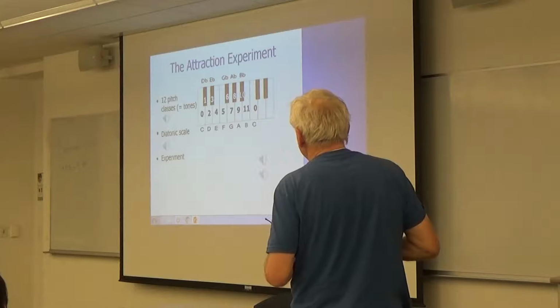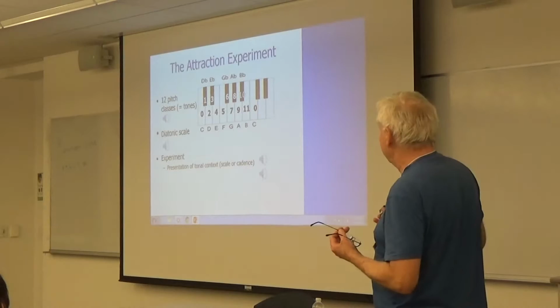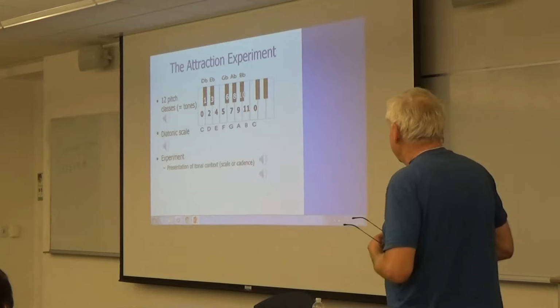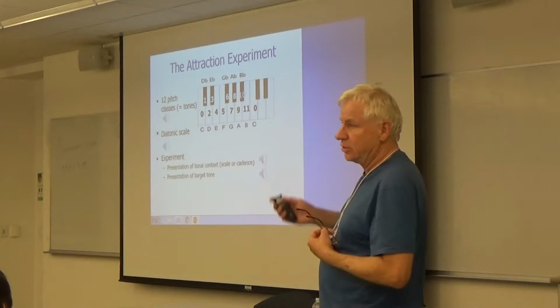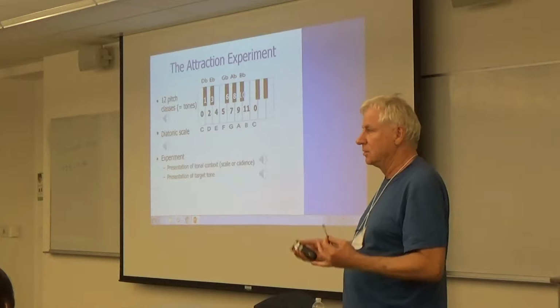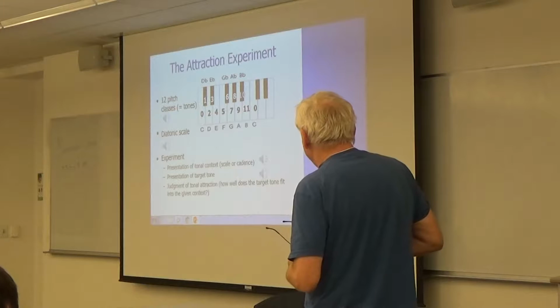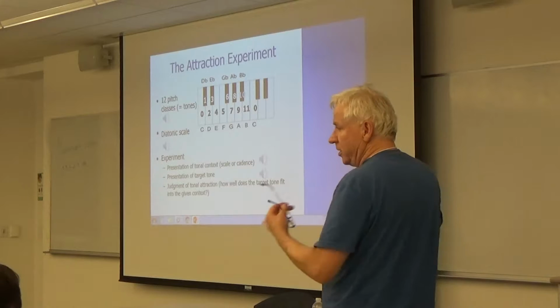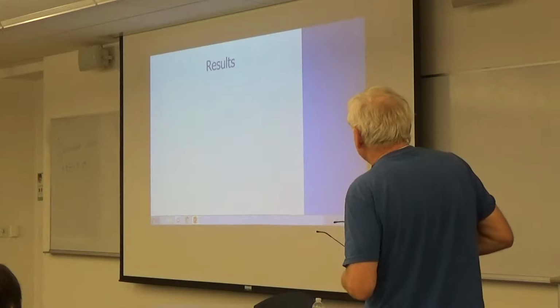And then the experiment goes as follows. The tonal context is presented. This relates to a diatonic scale in terms of a cadence. Then you listen to either this tone or this tone, and you have to tell what fits best to the scale. This is the problem. You have to judge this attraction on some kind of Likert scale, 0 to 7 in my case. So these are the results.